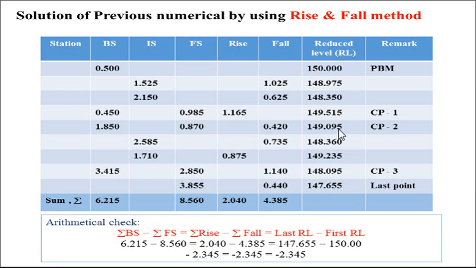In this way we can find the reduced level either by the collimation plane method or by the rise and fall method. In all civil engineering projects, maybe a road project, a railway project, or construction of a dam and other important projects, leveling is very important, and by leveling we find reduced levels by any one of the methods we have studied. So this is about the rise and fall method.